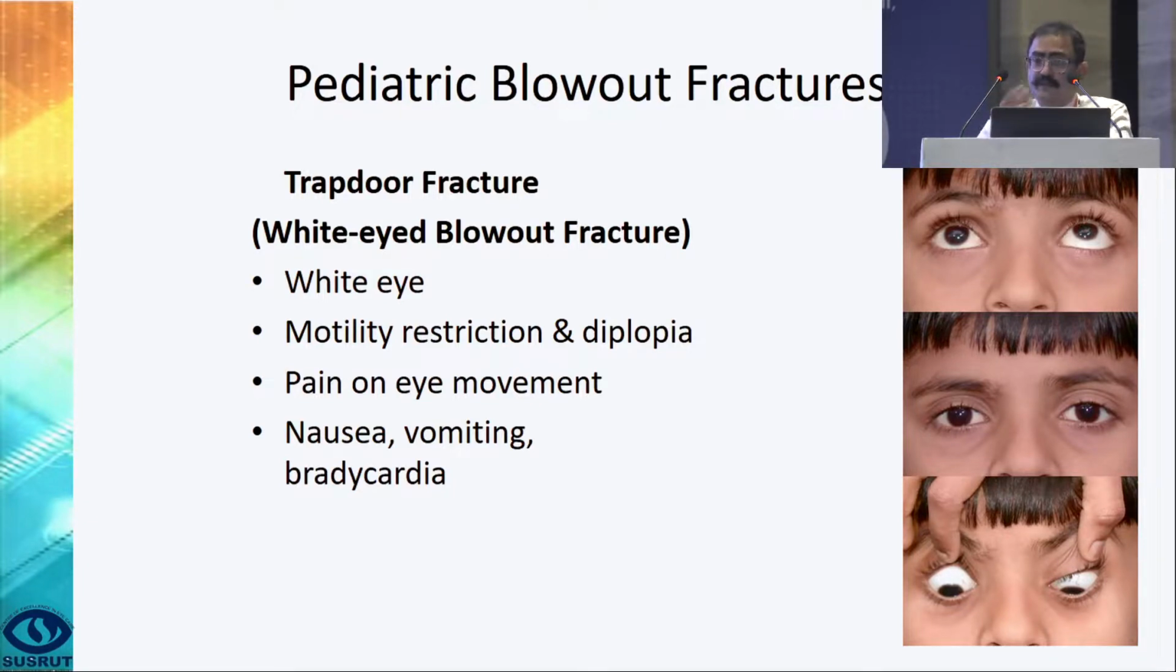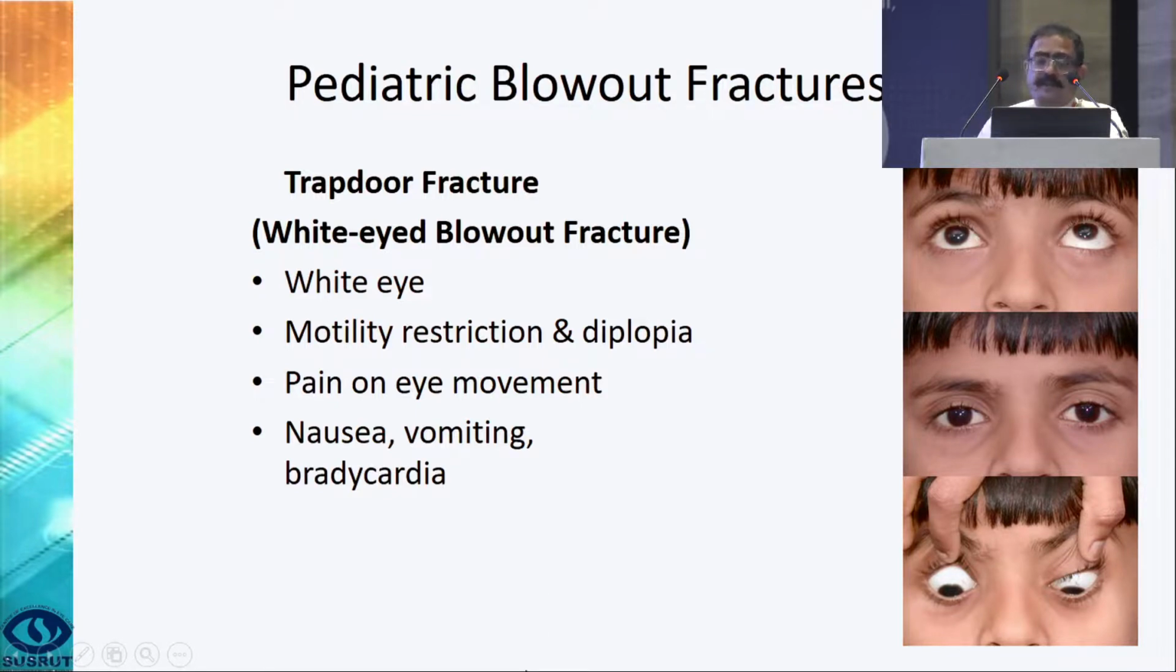They usually do not have crepitation because of air escaping into the orbit. These are things you don't see in a child. You would see a child with a white eye. The main problem is the motility restriction. They usually complain of pain, but the other big symptom is because of the ocular cardiac reflex.